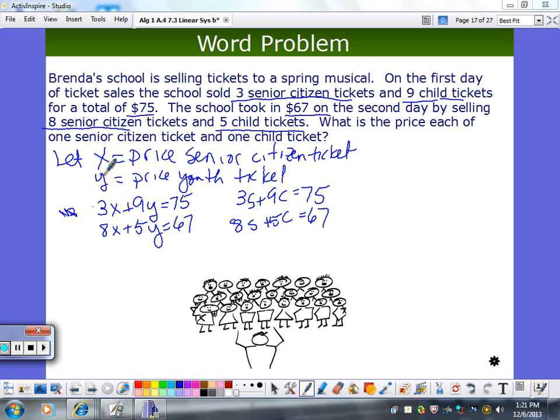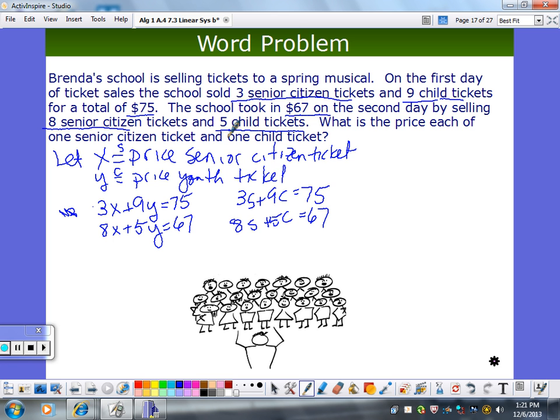So notice the let statement. Let X equal what the senior citizen is talking about. She used X. That's fine. You can use whatever you want. Y is the youth ticket, how much it costs. She used a C for child ticket. So you can use any variable you want. Using S and C will help you remember what they are. So it's a good idea to use letters that are like what you're working with. So that's the first thing: what am I trying to find?